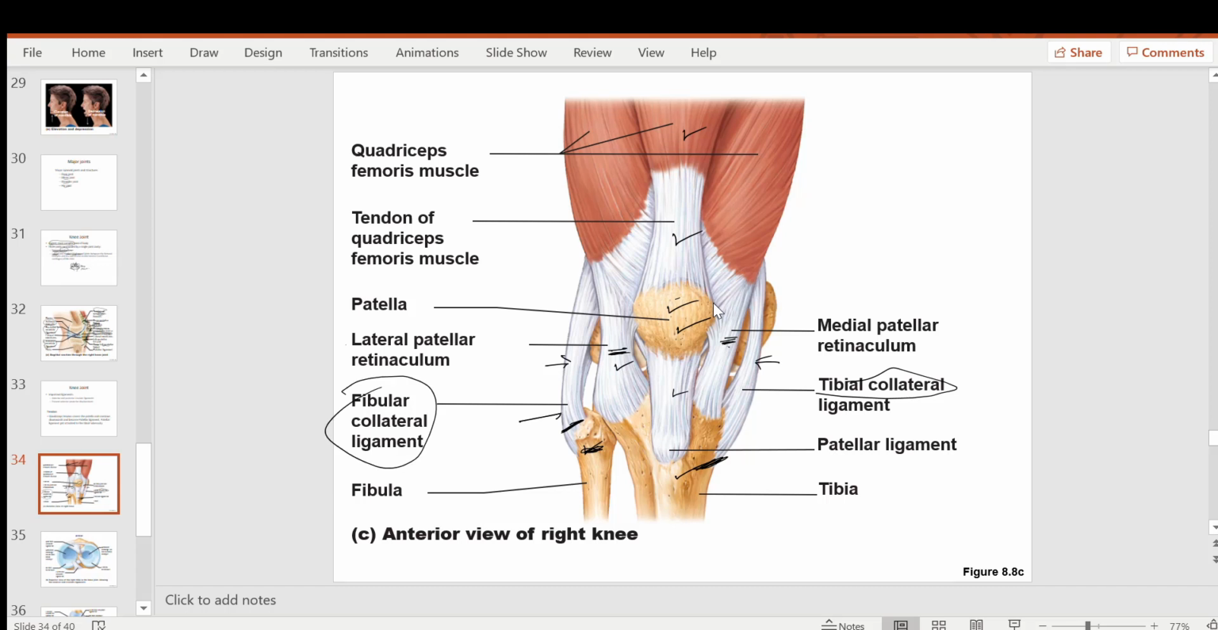Make sense? Okay, so tibial and fibular, and the fibula is the lateral bone, the tibia is the medial bone. So this is the medial side and this is the lateral side. Okay, so those are the connective tissue structures around the knee joint.